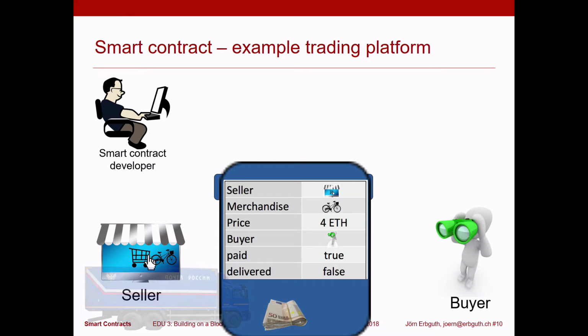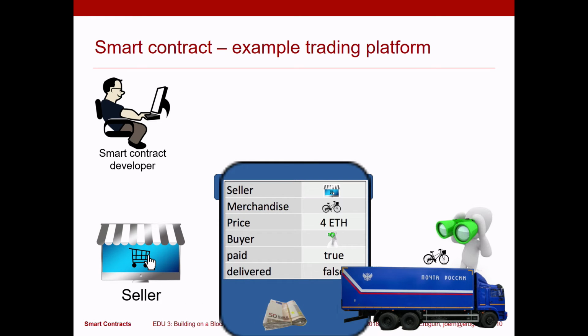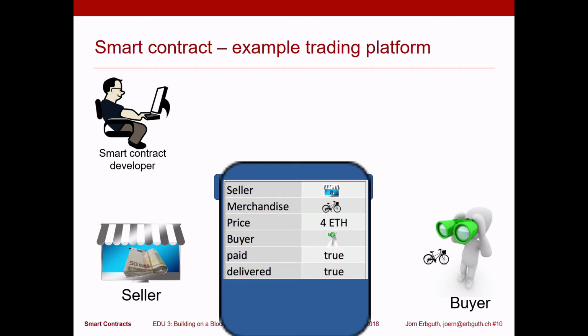Then, of course, there's a delivery. The seller calls the post office, and the post office will bring the bicycle to the buyer. And the post will send a delivery confirmation to the smart contract, and with this delivery confirmation, the smart contract will transfer the money to the seller.